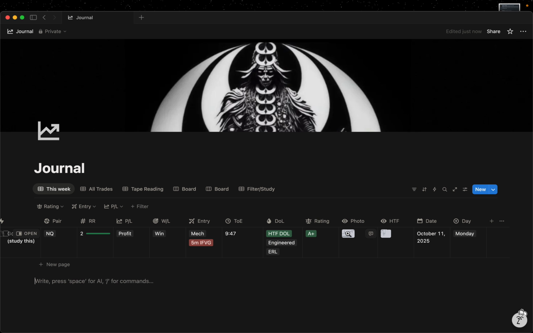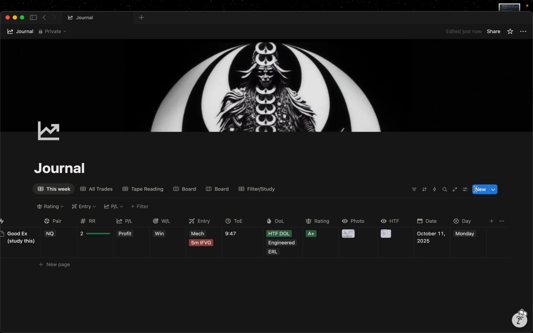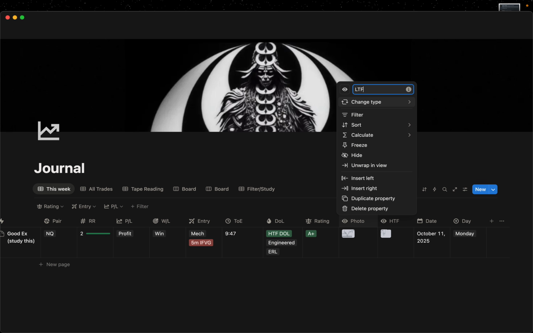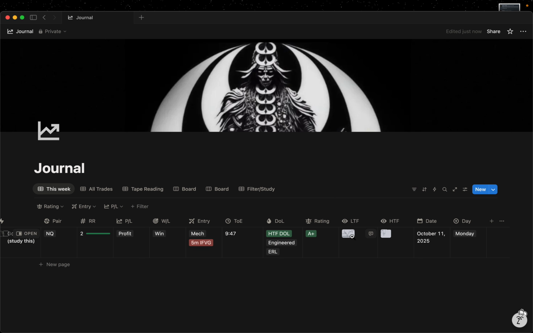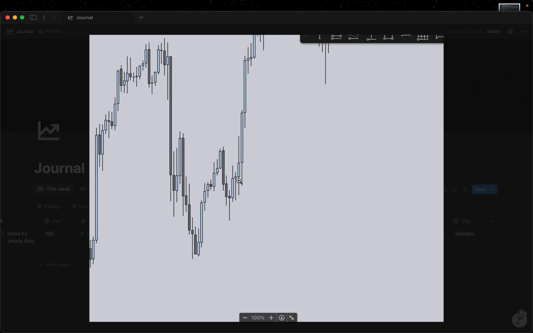And now these photos I just threw in there. This would be your low time frame setup. I'll actually go ahead and put this to low time frame, and then high time frame, because this was high time frame. This is a random photo, but obviously this is the 1 minute chart. This is what the low time frame looks like, and this is what the high time frame looks like.